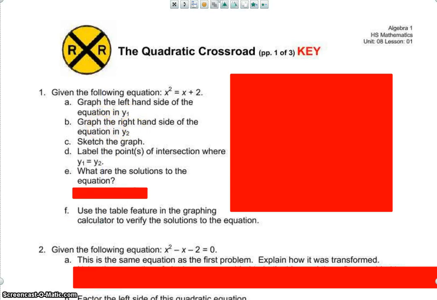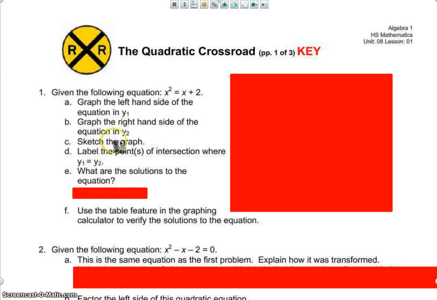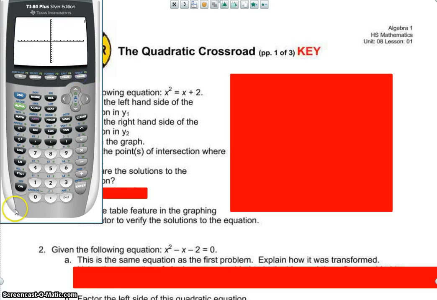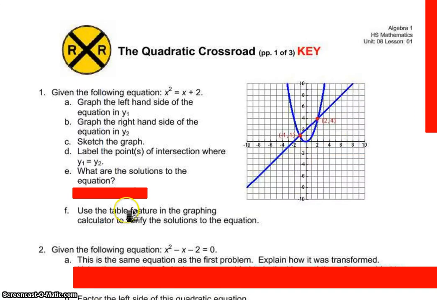Graph the right-hand side of the equation in y2. So you go down to y2 and you put x plus 2. Sketch the graph. So once we've done this, we need to look at our graph. Remember, I like for you to start out at zoom 6. Okay, so your graph ought to look something like that, so you're going to sketch that.